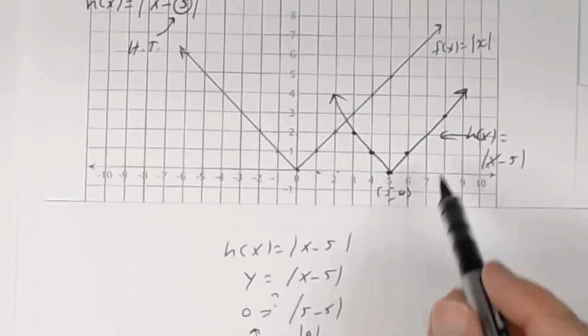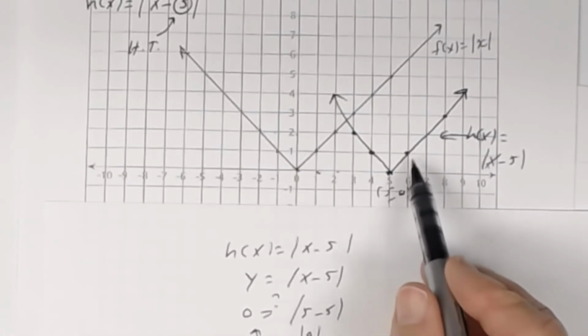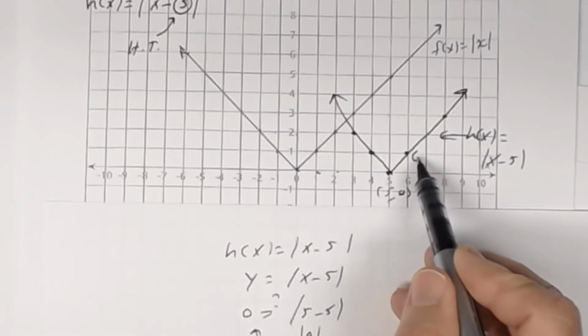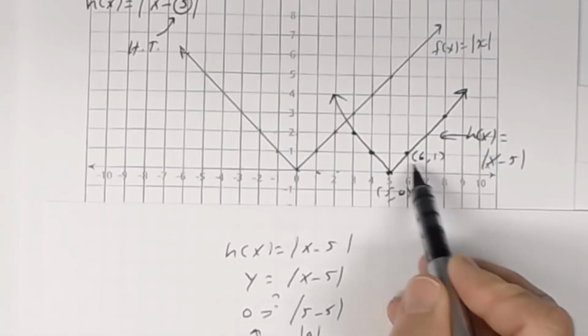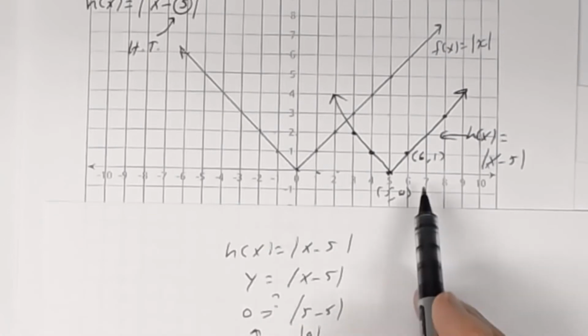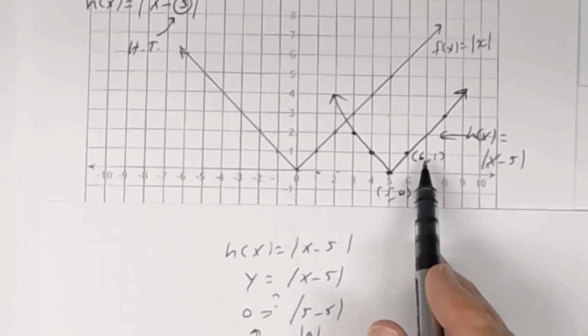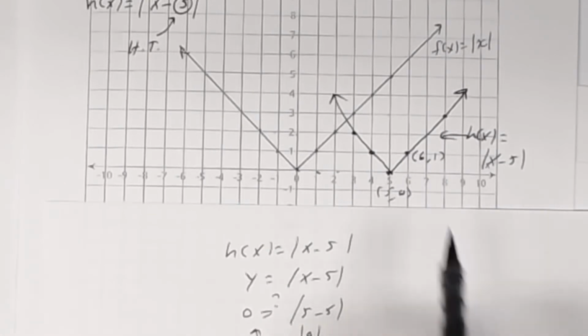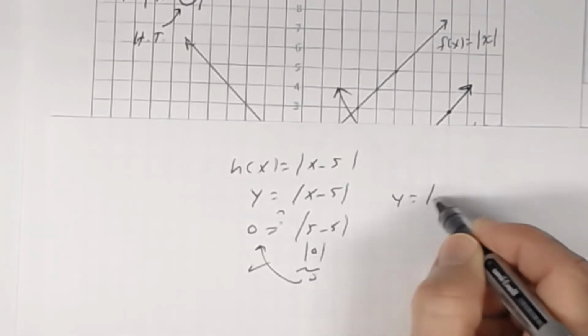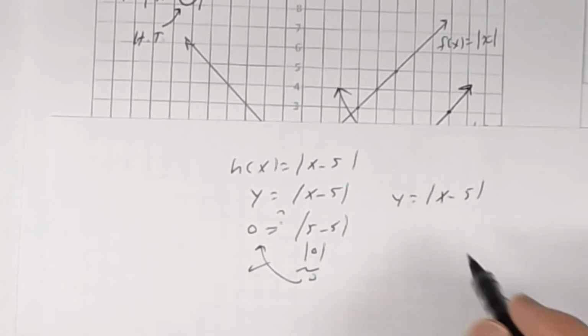Let's do one more just to verify. Let's use this point here. Do y'all agree that this point here is 6, 1? 6, 1? All right. So let's substitute 6 for x and then 1 for y. So we have y equal absolute value of x minus 5. Let's see if that's true.